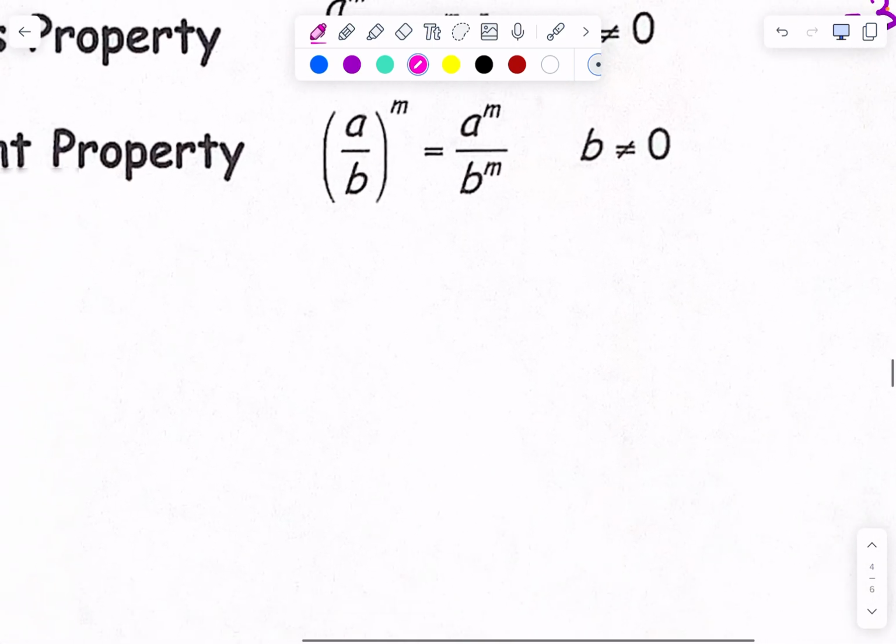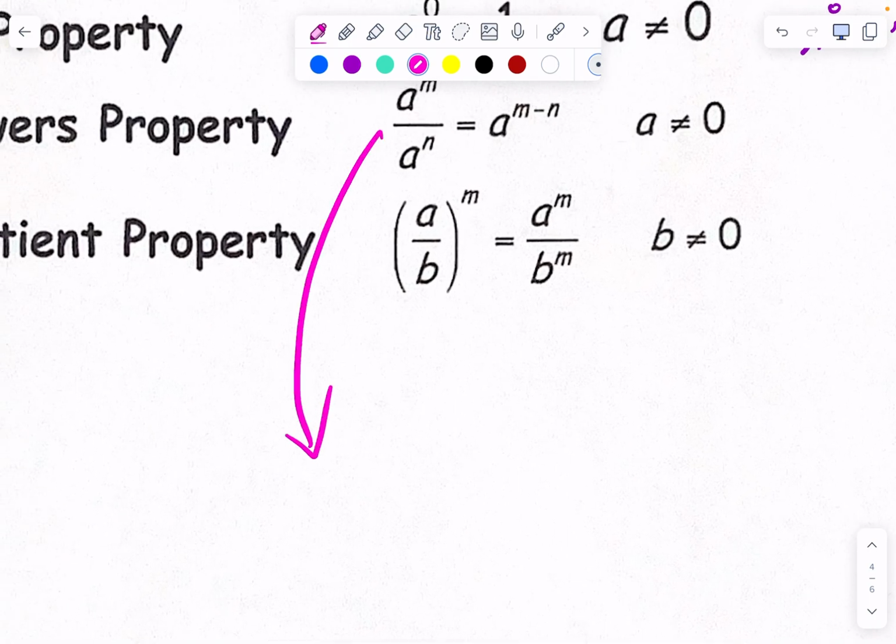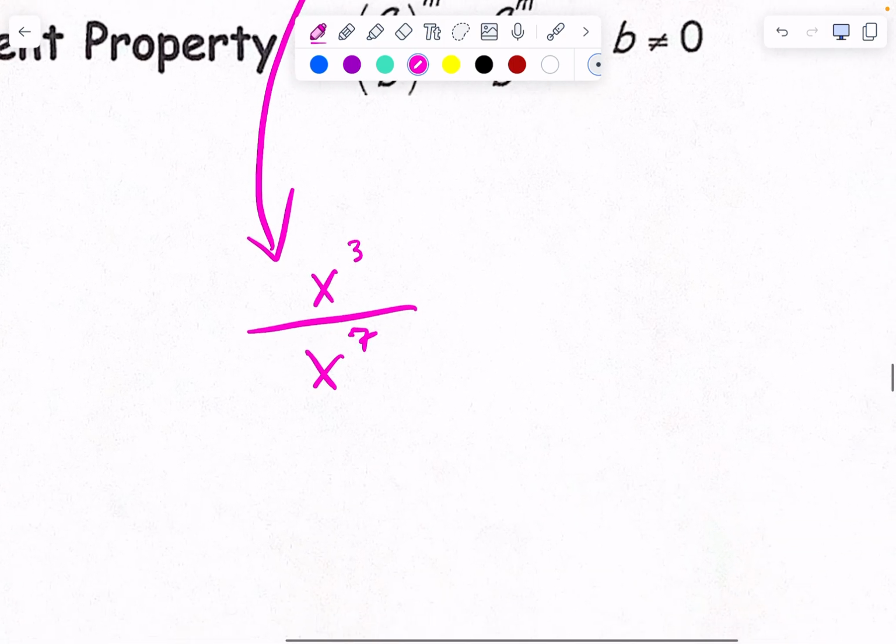All right, next. Let's say I'm going to go down here to the bottom. Let's say I have x to the 3rd power over x to the 7th power. How do I reduce that? We know this. You subtract them, but where will they go? That'd be negative. X to the negative 4. Right.